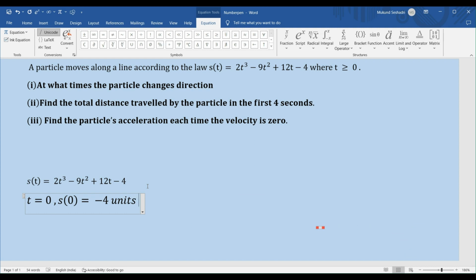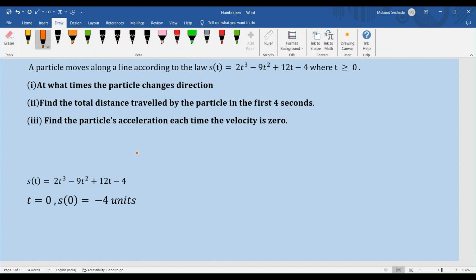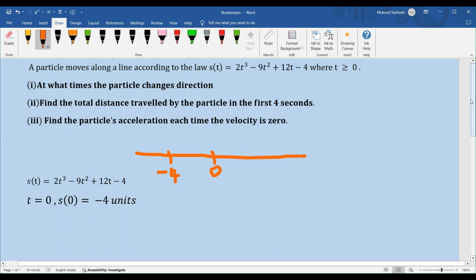So the way I need to visualize this, in case you want to represent this diagrammatically, and it becomes important especially for the second part of the question. Remember that the particle is moving along a line, and let's draw a line like this. I know that this line is not straight, and let's call this the origin. And at t equals 0, your particle is actually here. This is minus 4 units. And if I can, let me come back to the problem.